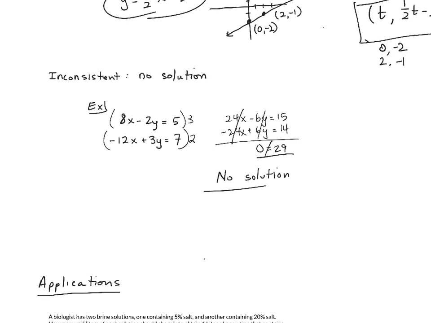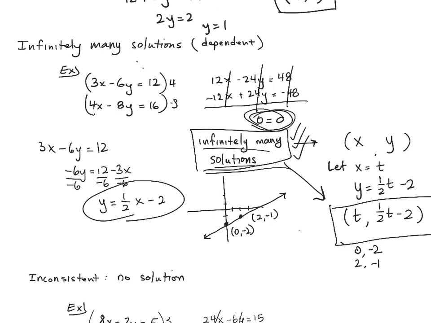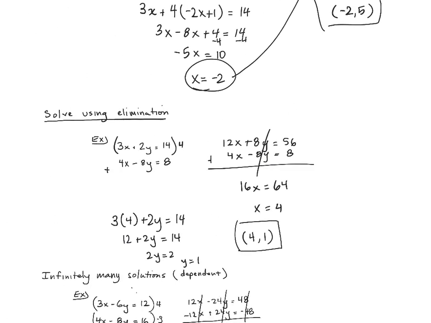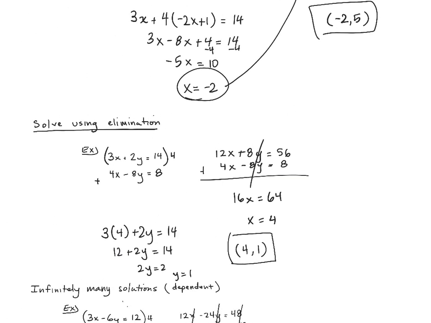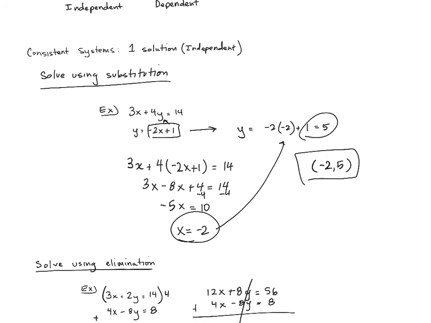So anyway, we have an inconsistent system, no solution. We have a dependent system with infinitely many solutions, and we talked about how to represent that solution as an ordered pair in terms of a parameter t. And then here we had just a brief refresher on using the elimination method to solve a system of equations, or the substitution method to solve a system of equations.